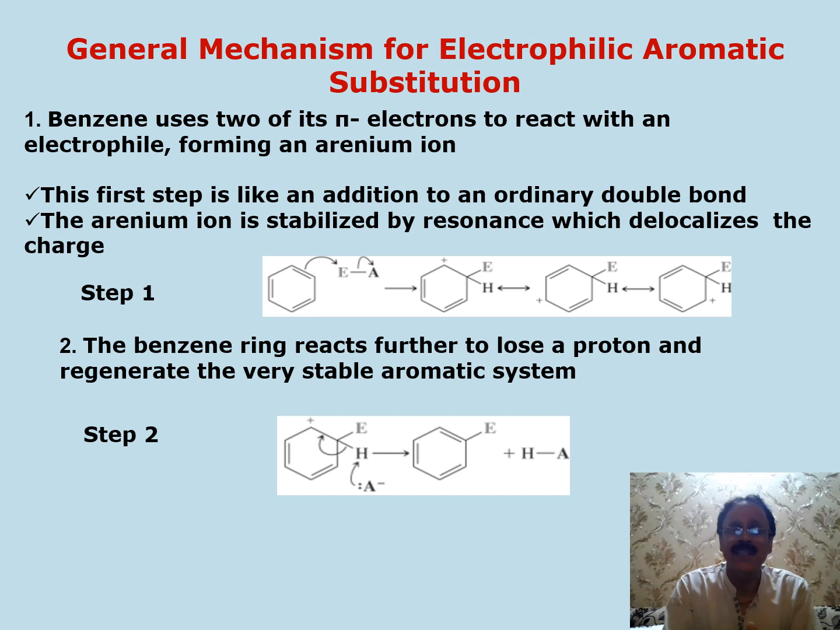So there are three resonating structures. You can see that this arenium ion is stabilized by three resonating structures, and this is the slowest step, and this is the rate determining step. And in step 2, this arenium ion loses a proton, and that proton is substituted by the electrophile, leading to the formation of the substituted product. And this second step is a fast step.